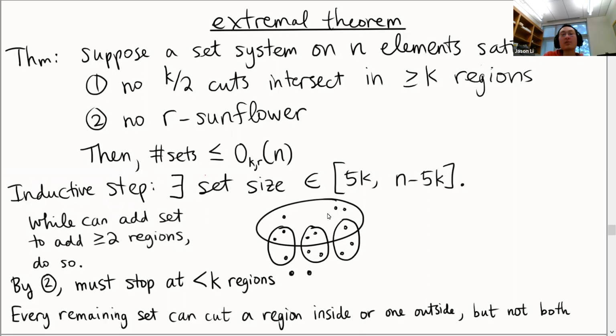And at this point, because we cannot add any other set, that means that every set can either cut a region inside the Venn diagram. So by cut, I mean there's at least one vertex on both sides of the cut in this atom. So it can either cut a region inside or it can cut a region outside, but it cannot do both, because if it cut a region inside and outside, then we would have added it.